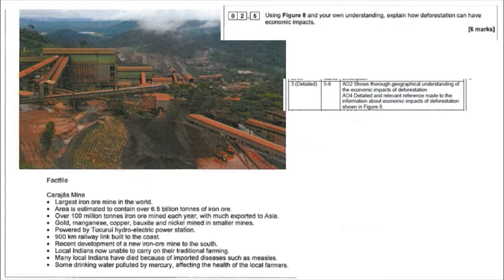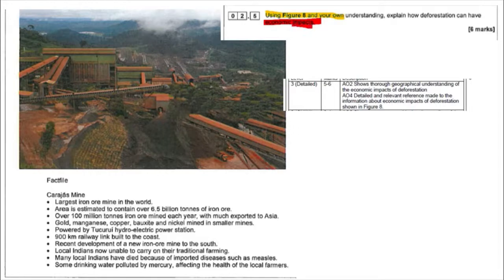Okay, so moving on. And we get 2.5. And it says, using figure 8 and your own understanding, explain how deforestation can have economic impacts. Now again, reading that, figure 8, you've got to use this information here. And your own understanding means you need to use some of your own ideas as well. And the other key bit about this is this. It says how deforestation can have economic impacts.